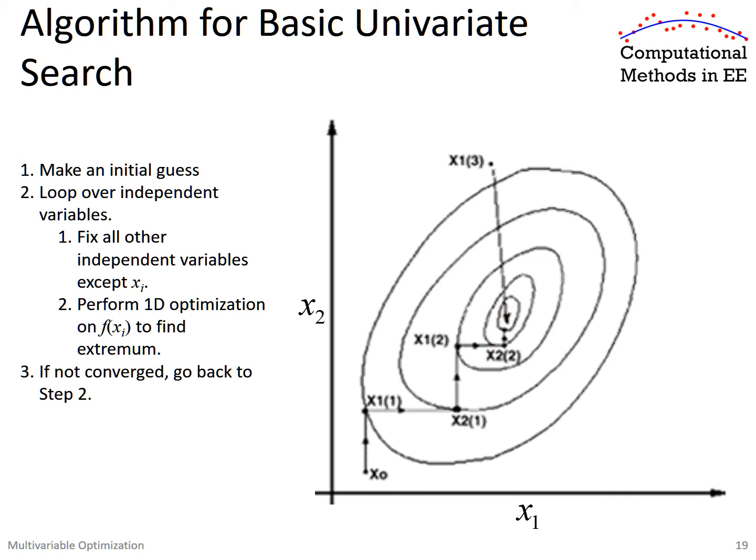So if we have multiple variables, let's call it A, B, C, and D, the first thing we'll do is do a 1D optimization, just adjusting A till we get an extrema. Then do a 1D optimization on B to get to an extrema. Then C, then D, and then back to A. And we just keep iterating through this. And sort of in this stair-stepping manner, we approach the extrema.